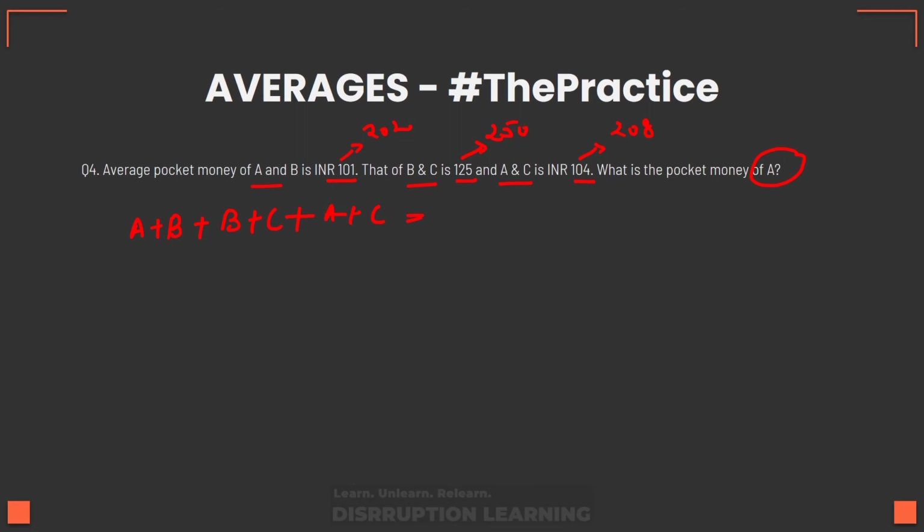600 plus 50 plus 8 is 58 and 2. So 660. This is the total. Now if you carefully observe, this is 2A plus 2B plus 2C, right? This is 660. Now we can also write it as 2 taken as common, A plus B plus C is 660. So the total of A plus B plus C is 660 by 2, that is 330, right?